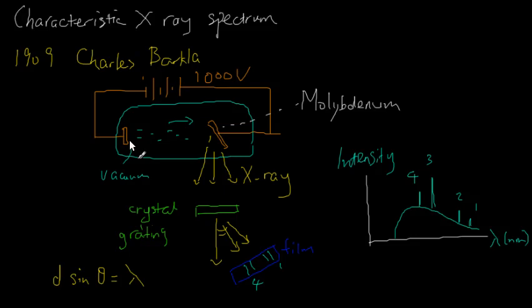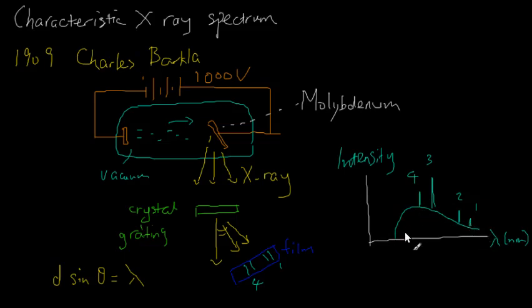In the last video, I talked about how when there's a beam of electrons hitting a piece of metal at very high voltage, X-rays can be emitted and the wavelengths can be measured using a crystal as a diffraction grating. And this is the typical kind of spectrum that would be observed, a continuous background with a few sharp peaks.